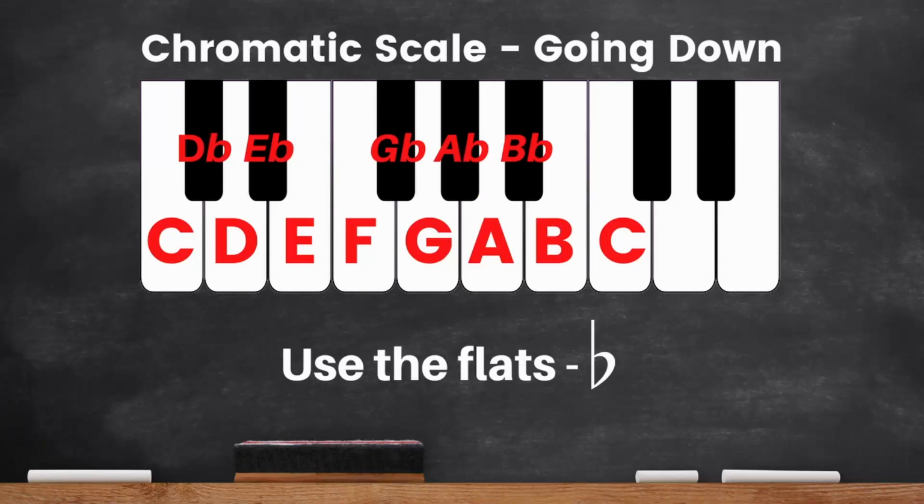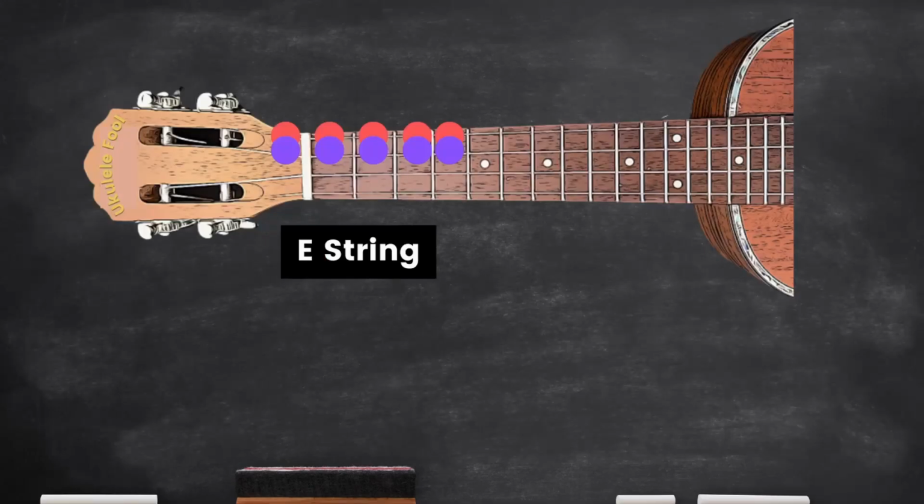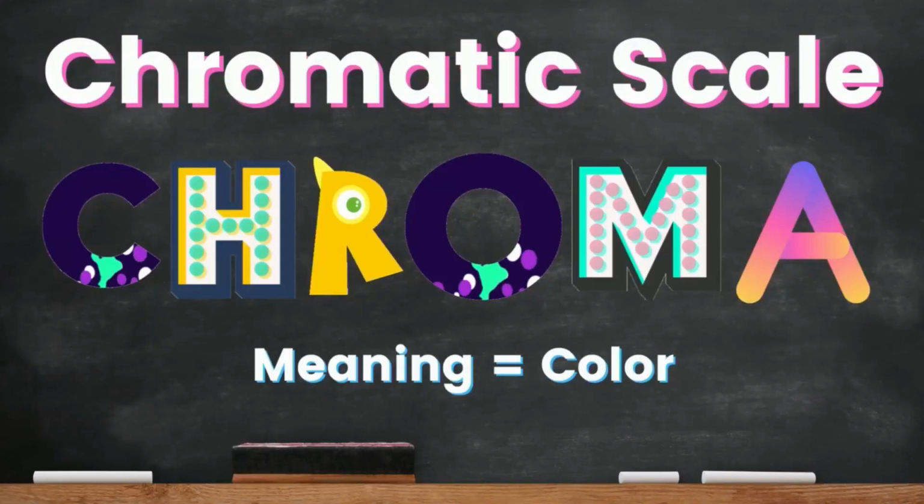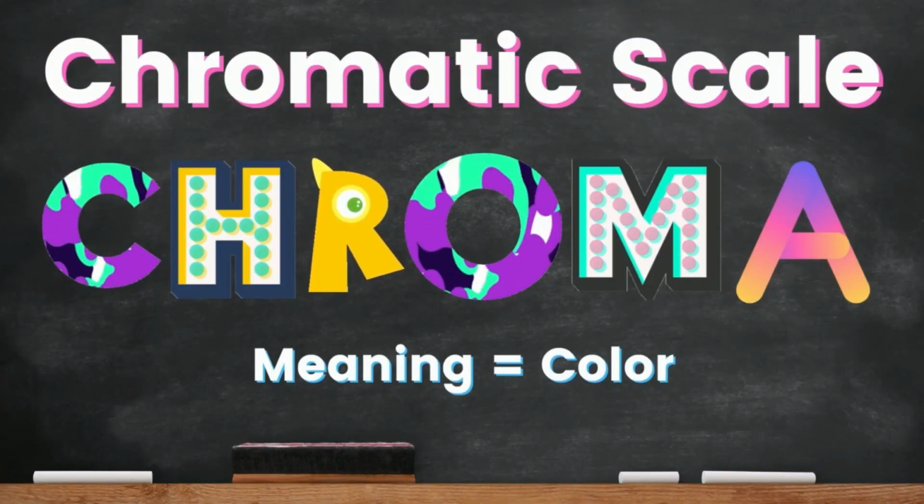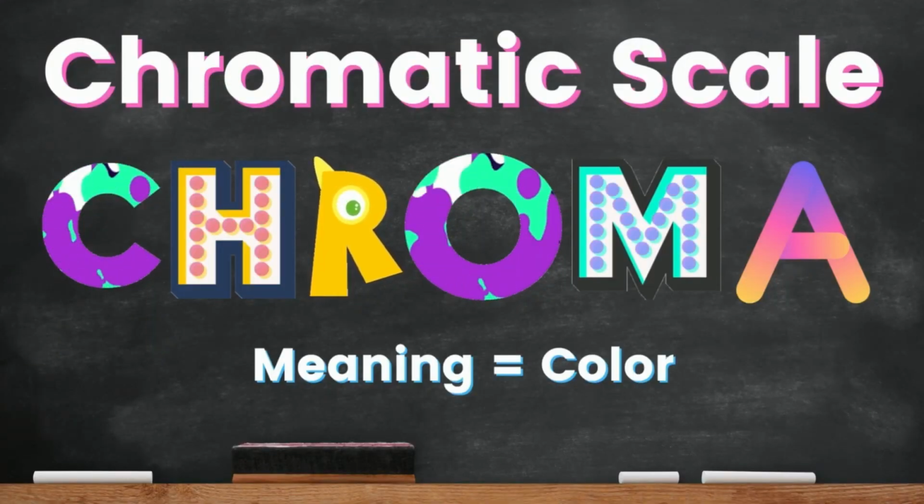Do you remember the lesson on the chromatic scale? In the chromatic scale, every interval is a half step. Or to put it another way, the chromatic scale is made all of semitones.